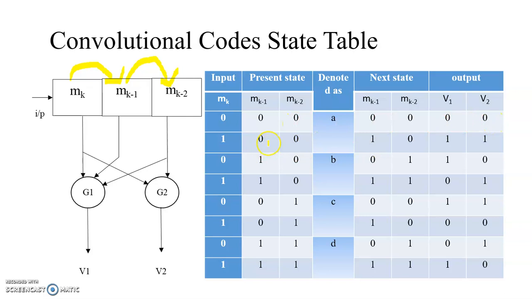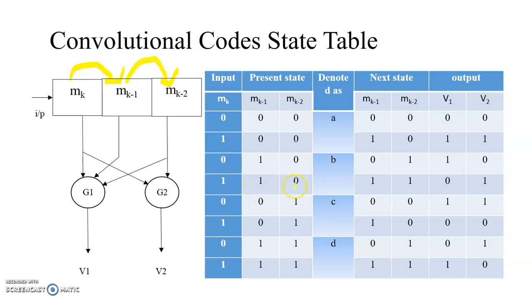Another one we'll take. Present state is 0 0, input is 1. So there are 4 states A, B, C, D. A state is 0 0, B state is 1 0, C state is 0 1 and D state is 1 1. So for each state there is a combination of 2 inputs, 0 and 1. If you see, all the states have a combination of 0 and 1.